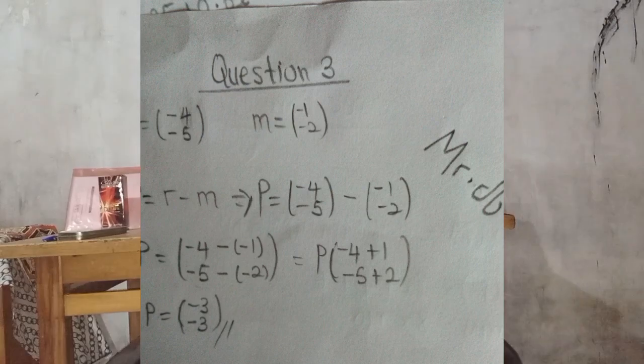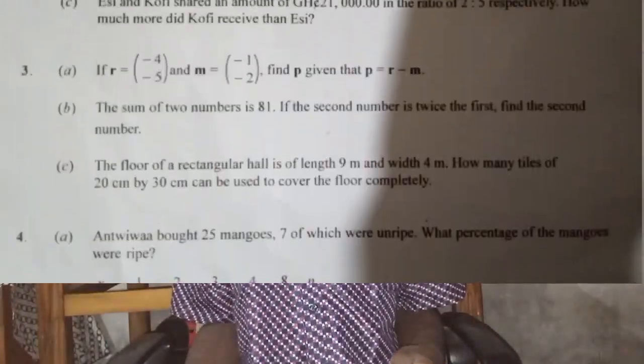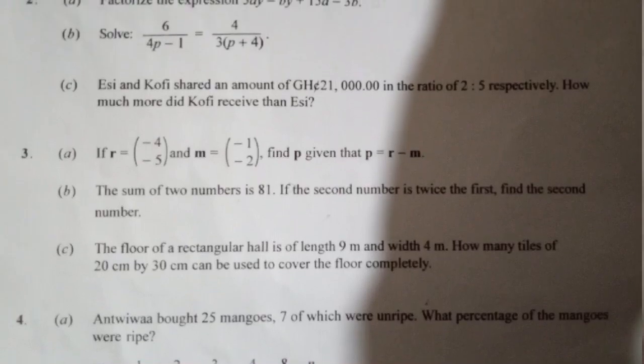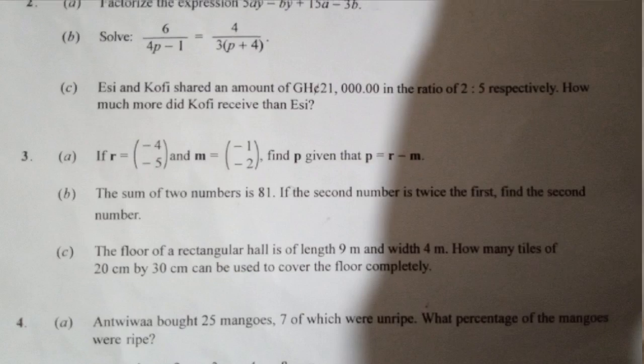So P will therefore equal negative 3. Okay, 3b. The sum of two numbers is 81. If the second number is twice the first number, find the second number.